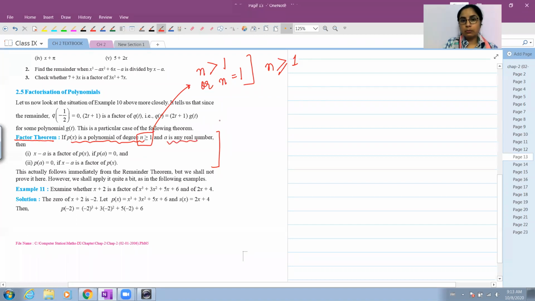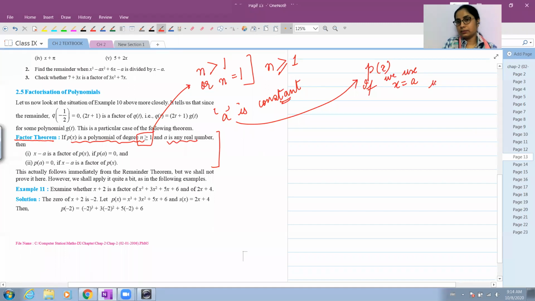Then a is a real number, so a is a constant here, any constant. Real number means any number which you are aware of that can be used in the real world. So we have a constant here. And what we say is, हमारे पास जो polynomial है, उसमें अगर हम a को use करते हैं, if x equal to a is used in p(x). Now I'm writing in detail only for you to understand what this is. If you want to note this down in your book or your copy, you can do it.